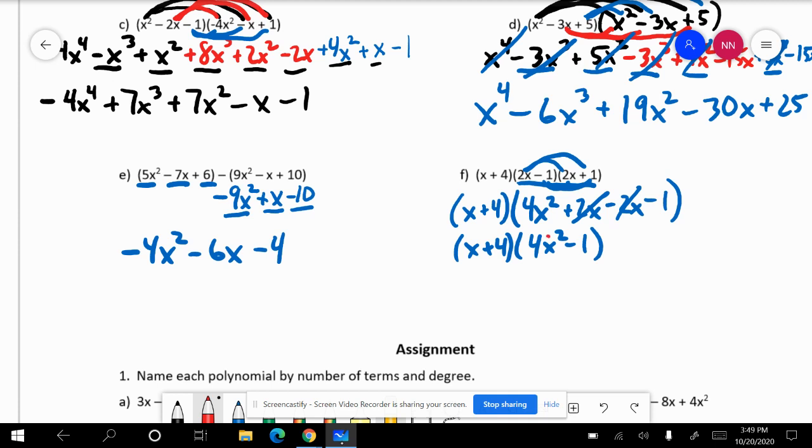So I'm going to multiply the 4x squared by the x, and that gives me 4x cubed. Then 4x squared times the 4 gives me 16x squared. Then the x, and then I'm going to multiply the negative 1 by the x, and I get negative x, and the negative 1 by the 4, which is negative 4. Could have done it a different way, and then just have to rearrange them at the end.